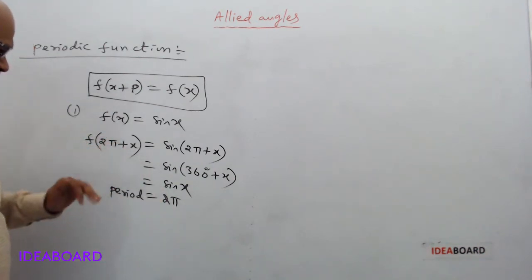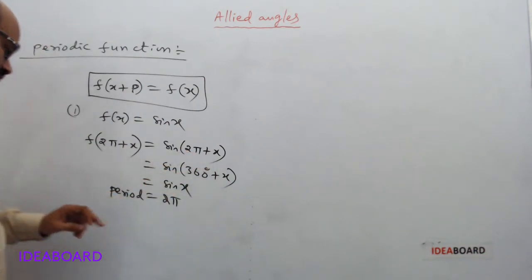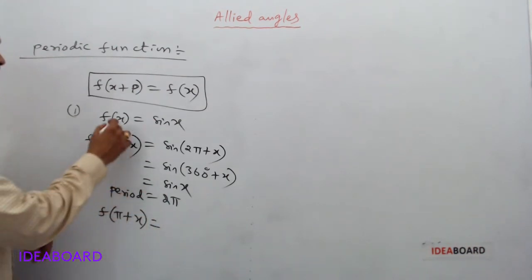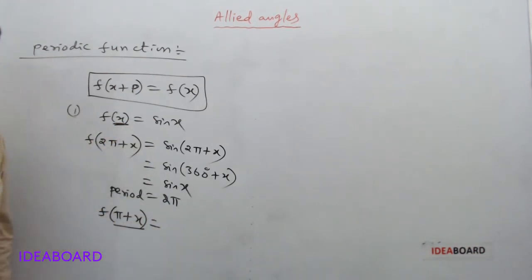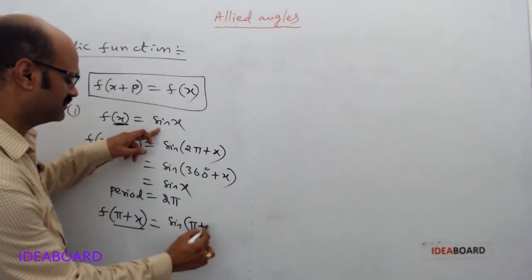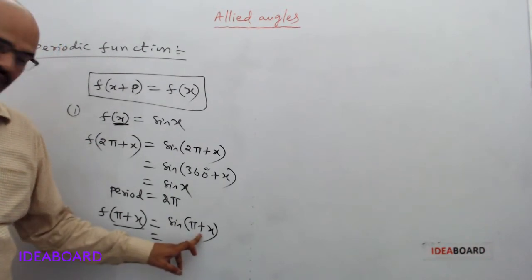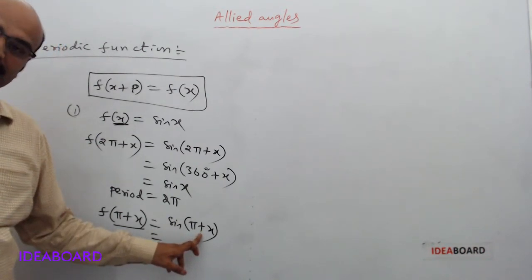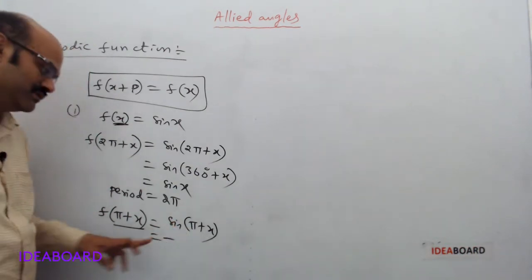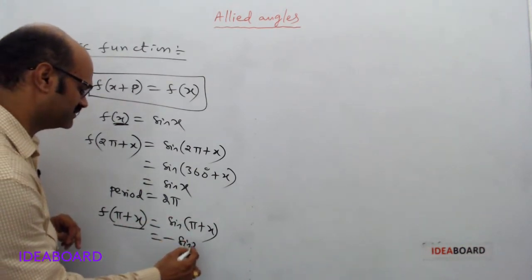Similarly, let us verify for pi plus x. f of pi plus x equal to, replace x by pi plus x, sine of pi plus x, that is sine of 180 plus x. 180 plus x lies in the third quadrant. In the third quadrant sine is negative. When you have pi, sine becomes sine only. So minus sine x.